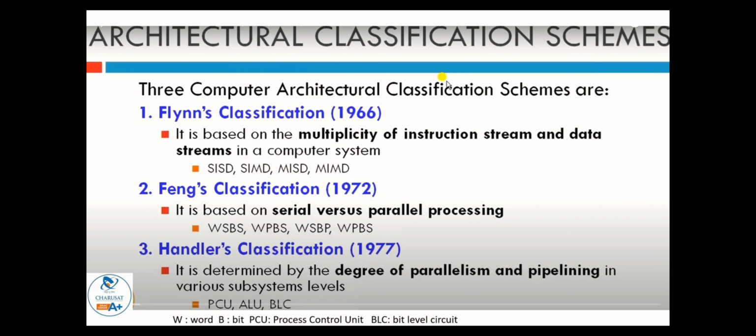Third one is Handler's classification, 1977. It is determined by the degree of parallelism and pipelining at various subsystem levels. PCU means process control unit, ALU means arithmetic logic unit, and BLC means bit level circuit.